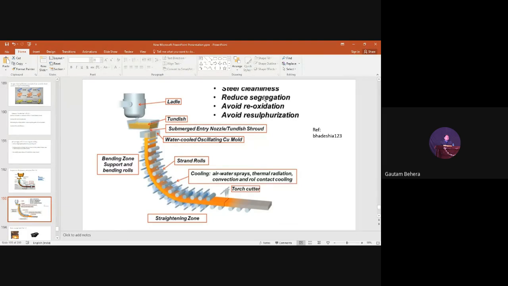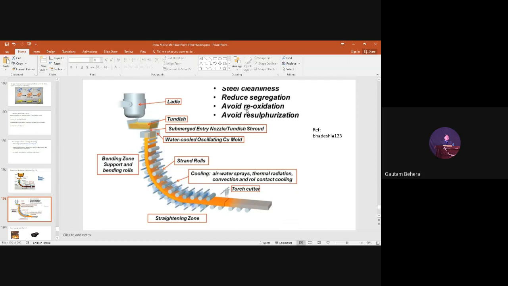The second advantage you can see here is reduced segregations. As I told, segregation we cannot completely eliminate, but we can minimize the segregations. Segregations means inhomogeneity, where some alloying elements or impurities get segregated at the center part of the cast product.